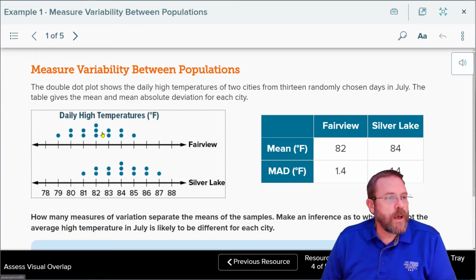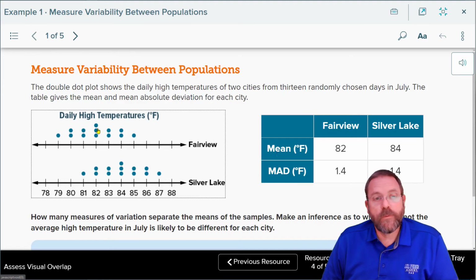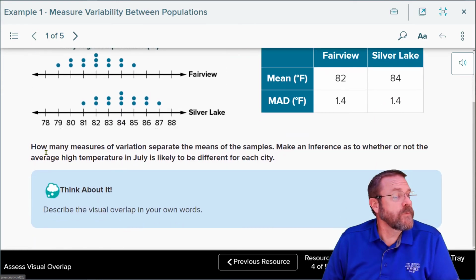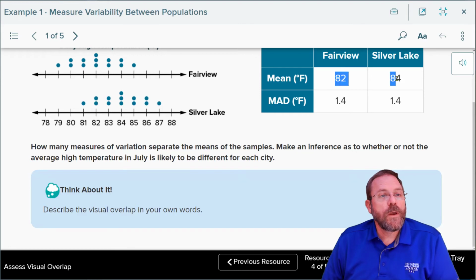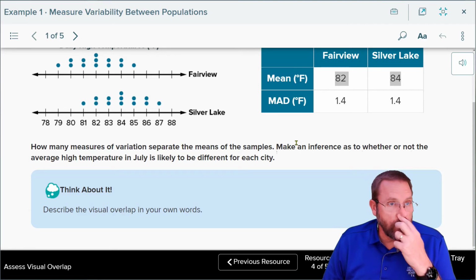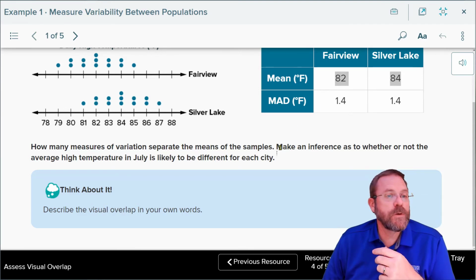Looking at the 2 dot plots, there's definitely some overlap. Fortunately, we're looking at symmetrical dot plots where the centers, or the median, is also going to be the mean. That makes it a little bit easier sometimes. How many measures of variation separate the means in the samples? Well, that's going to be 84 minus 82, so the difference in the means is going to be 2.